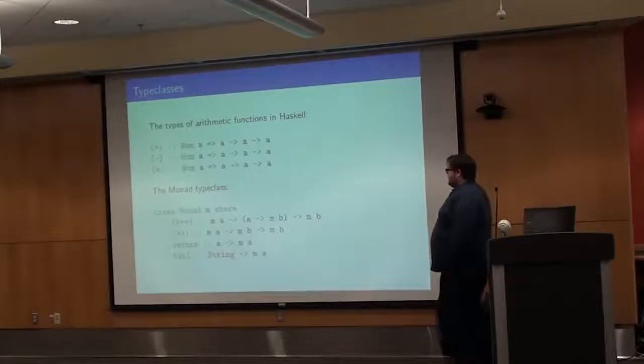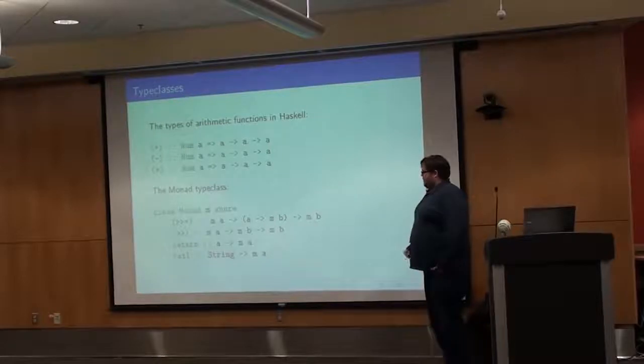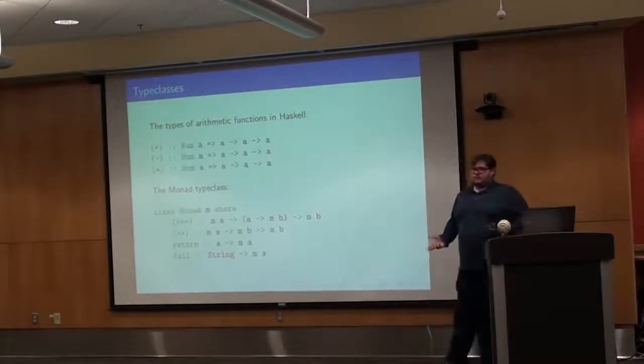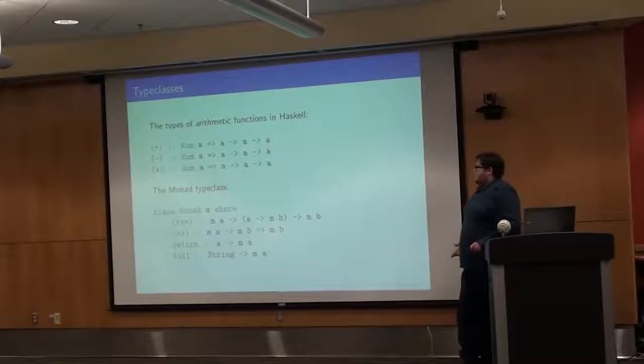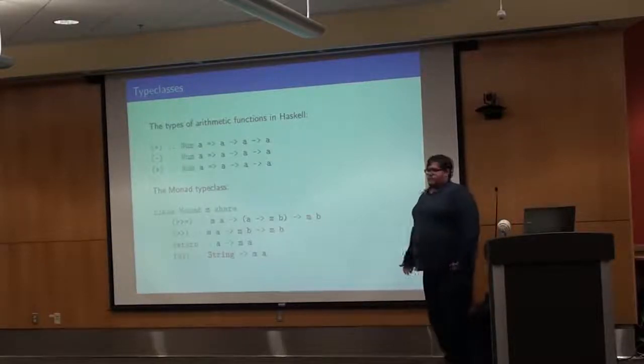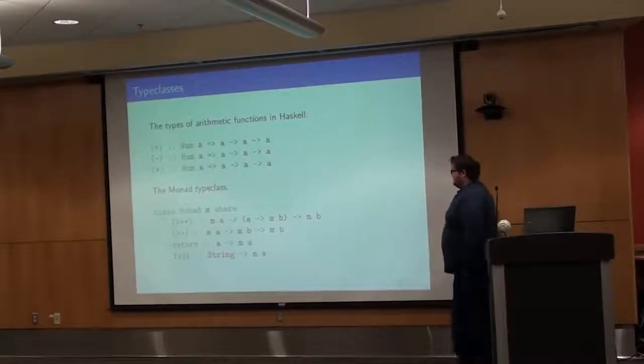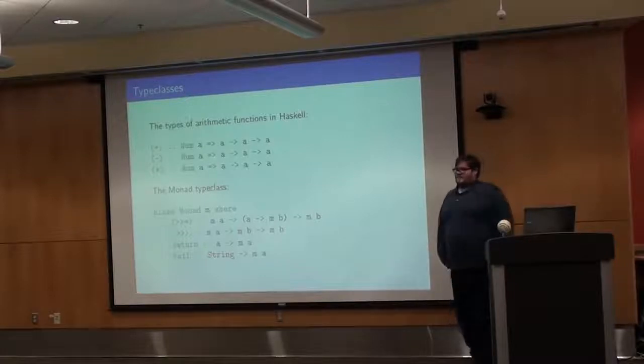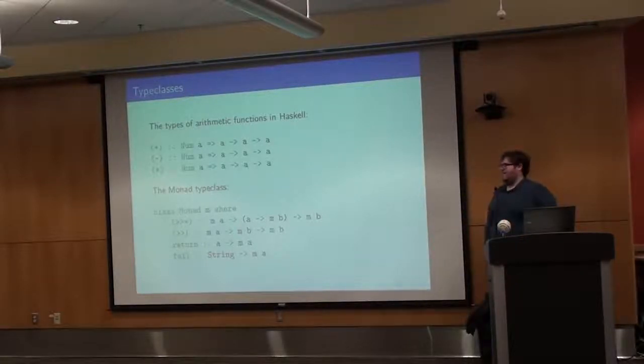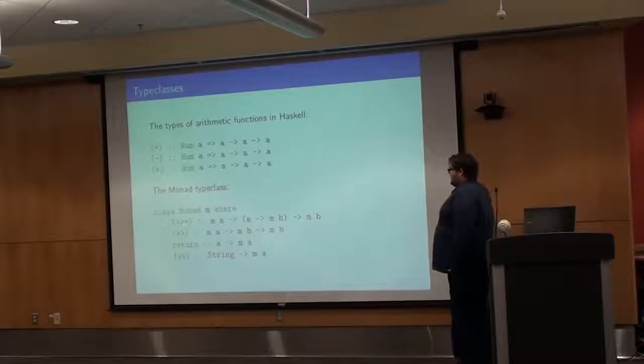So we can define a type class, we give it a name, so class Monad M, where M is whatever our monad is, where, and then we give the types of the functions that we want the type class to implement. So this first thing is called bind. It has type M A to A to M B to M B, which doesn't really matter if you don't understand it. Same thing. The next thing is just bind, but without actually caring about the first argument. And then return and fail.